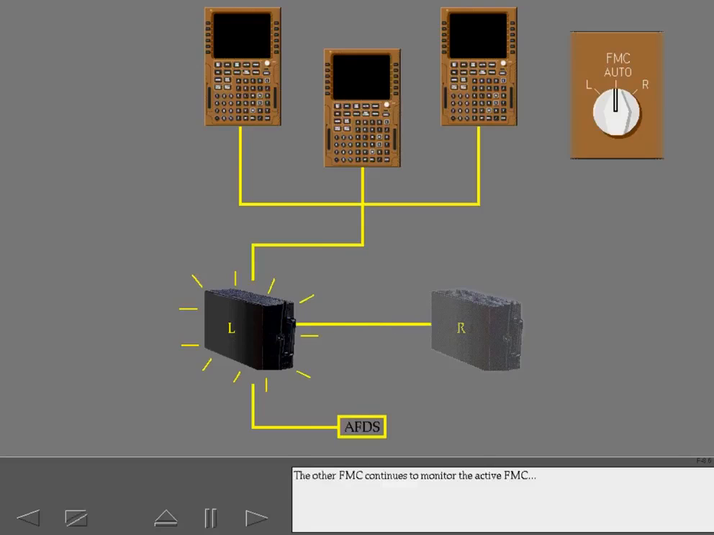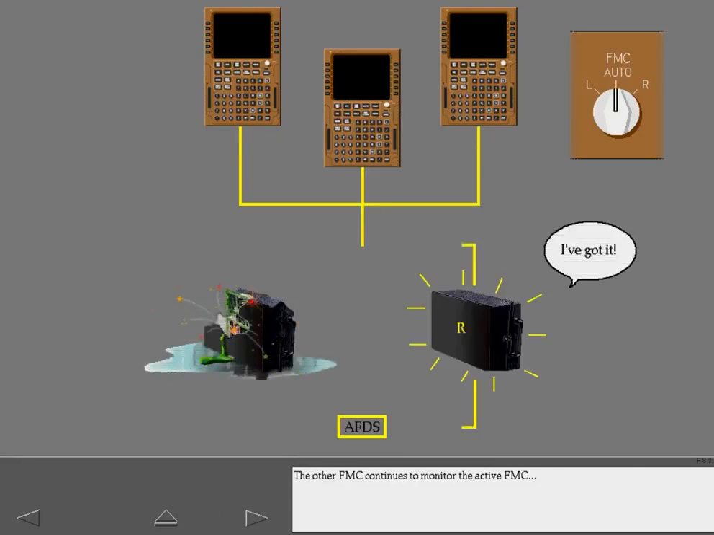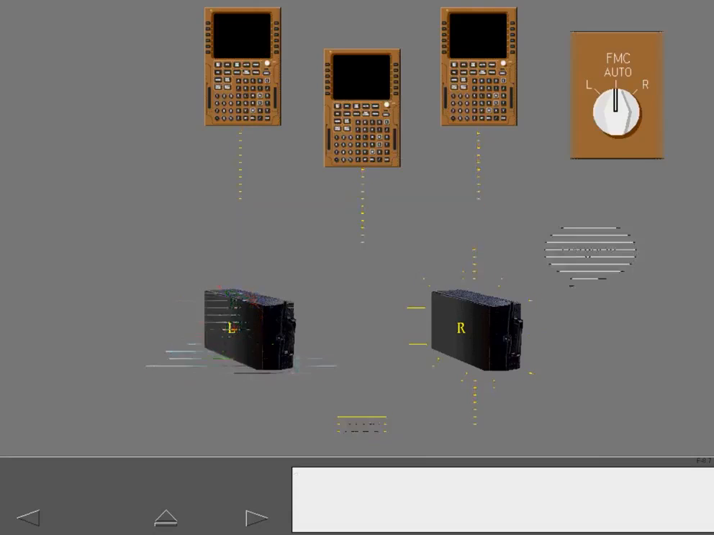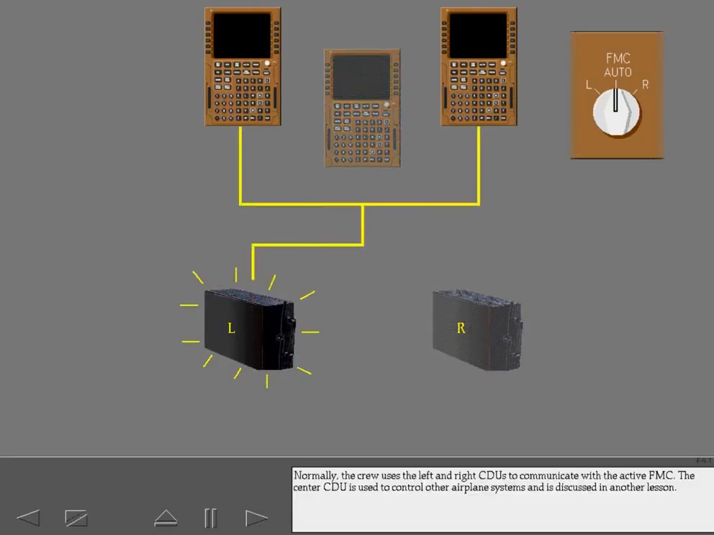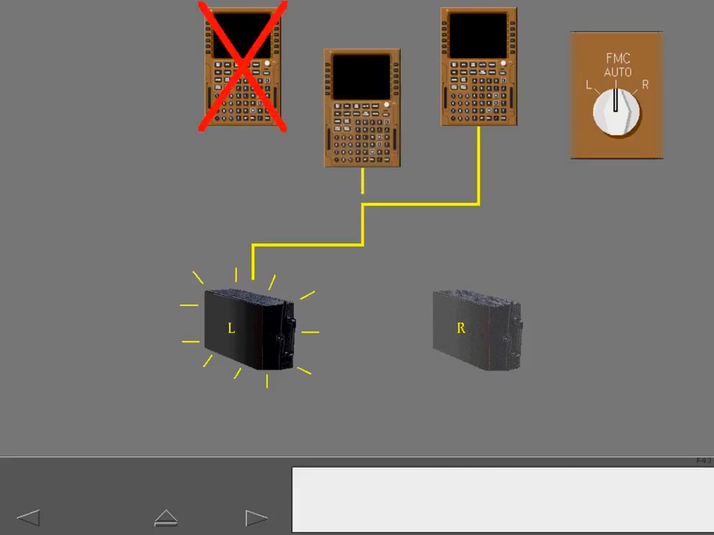The other FMC continues to monitor the active FMC and assumes control if the active FMC fails. Normally, the crew uses the left and right CDUs to communicate with the active FMC. The center CDU is used to control other airplane systems and is discussed in another lesson. However, if either the left or right CDU fails, the center CDU automatically becomes available for FMC control.